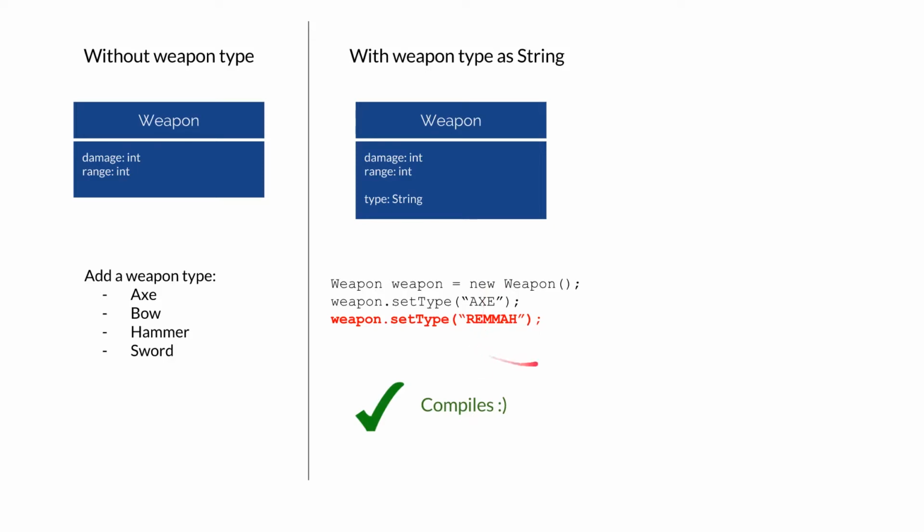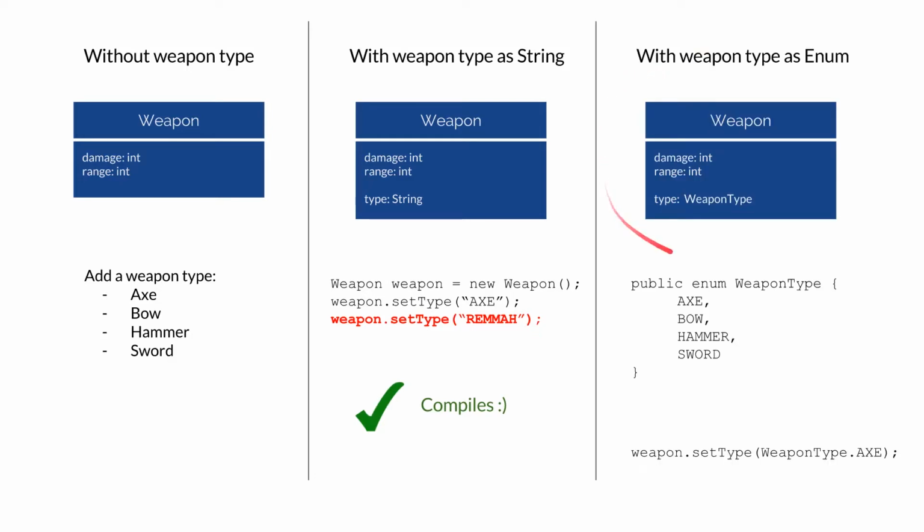When you run this and you have some other part of your software where you wrote, if weapon type is axe, do this. If weapon type is bow, do this. If weapon type is hammer, you get the point. Well, did you write a case for if weapon type is "remmah"?